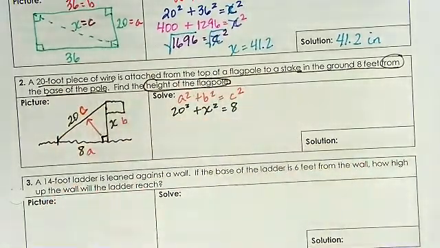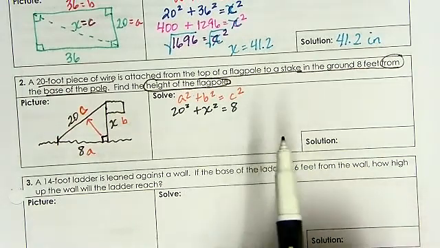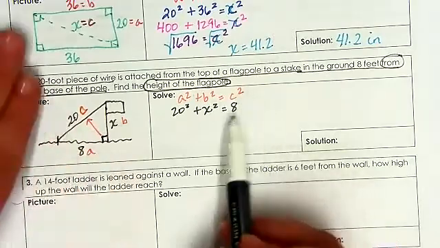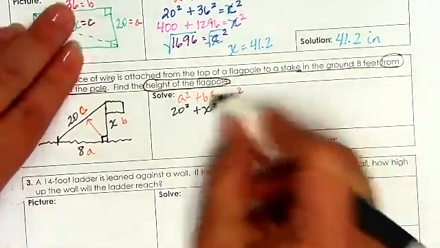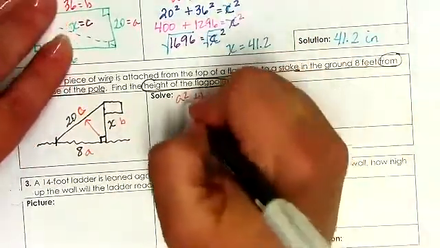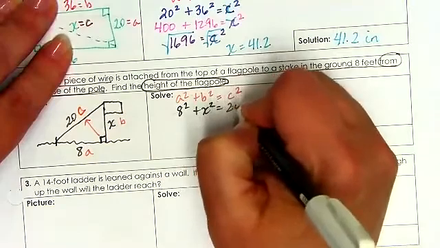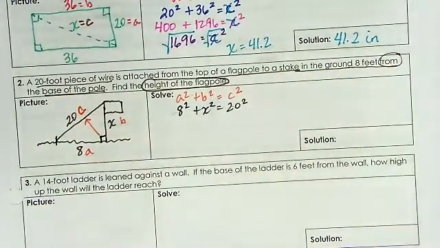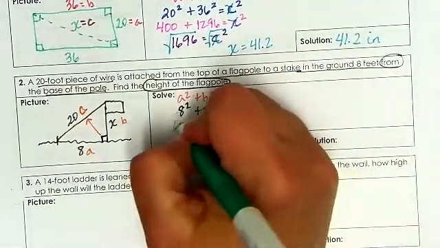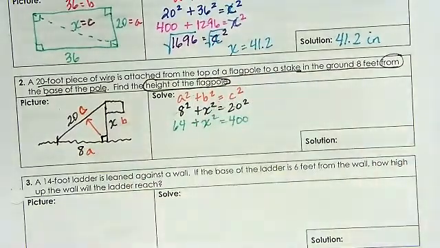Okay, so now that I caught that mistake, and the reason I caught it is because 20 is bigger than 8, and C is also always supposed to be the biggest number. So there's multiple ways that you can catch your errors. It's supposed to be opposite, and it's also supposed to be the largest number in the C spot. So let's get this right. So I have A squared plus X squared equals 20 squared. Now that we have it plugged in and labeled correctly, we simplify. So I have 64 plus X squared equals 400.